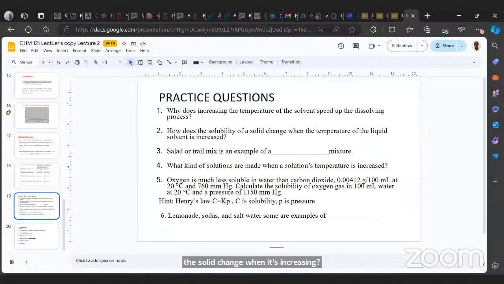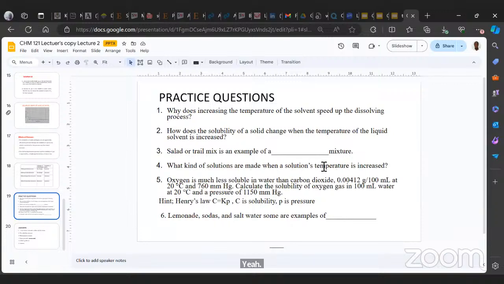It increases. A salad or trail mix is an example of what kind of mixture? Heterogeneous, not homogeneous. Heterogeneous, excellent.